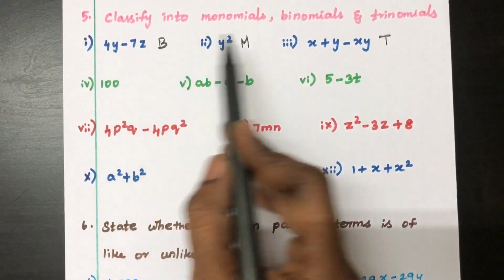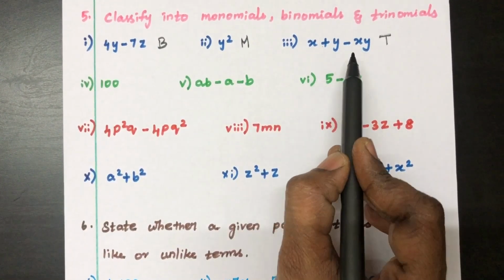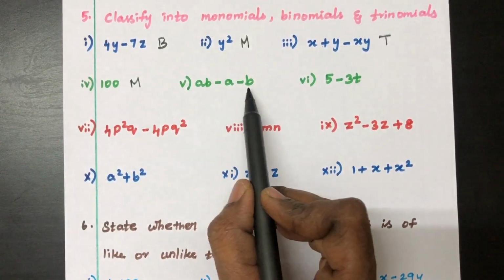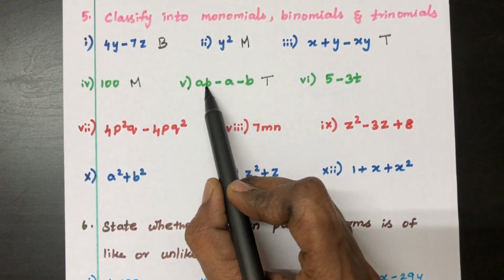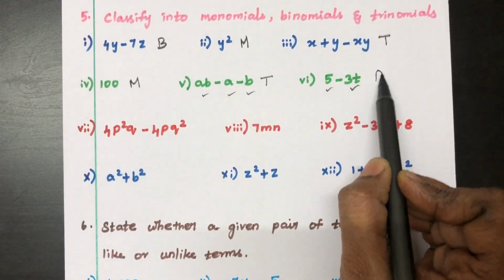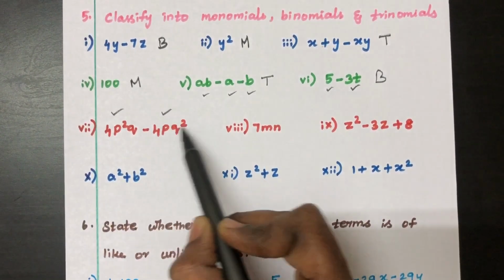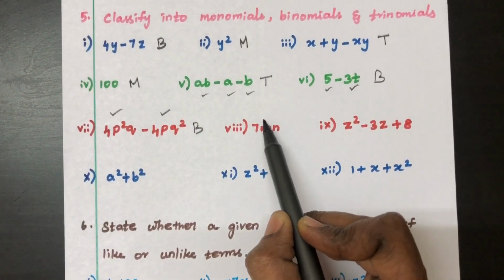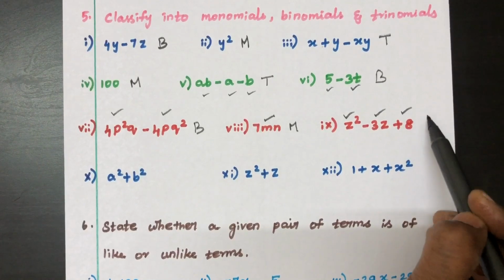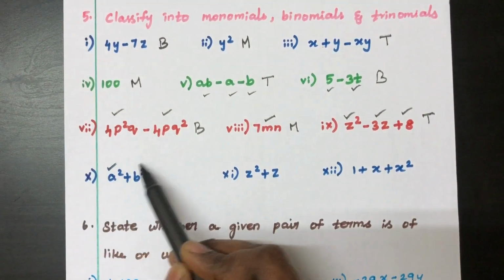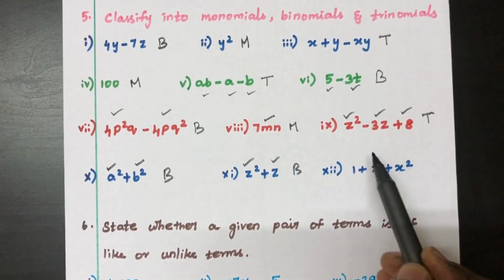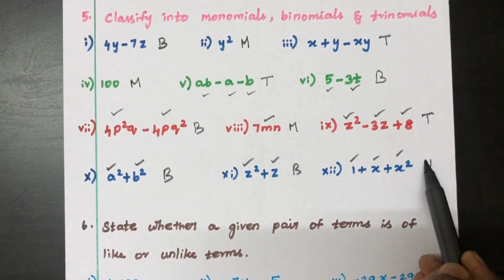Terms are always divided by the plus or minus symbol alone. So, 100. It's a single term. Monomial. 1, 2, 3. It's a trinomial. First term, second term, third term. First term, second term. Binomial. First term, second term. It is a binomial. Only one term. It's a monomial. 1, 2, 3. Trinomial. 1, 2. Binomial. 1, 2. It's a binomial. 1, 2, 3. It's a trinomial.